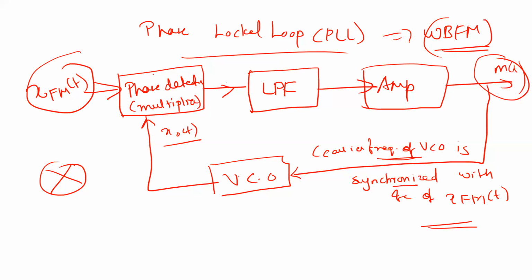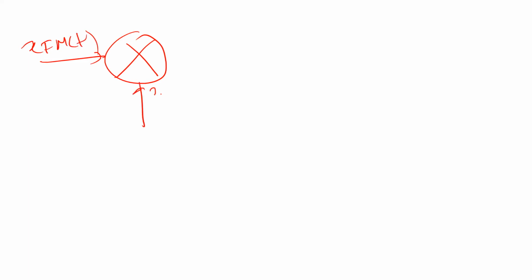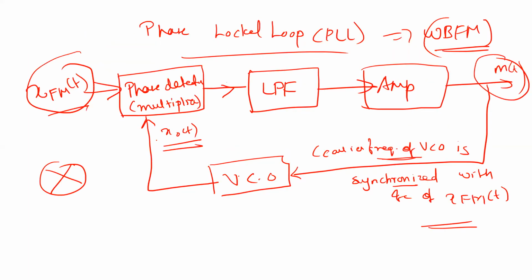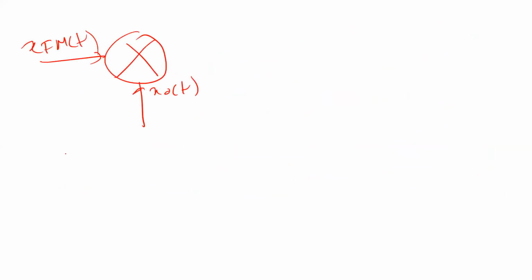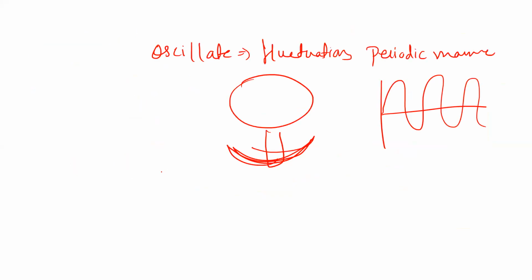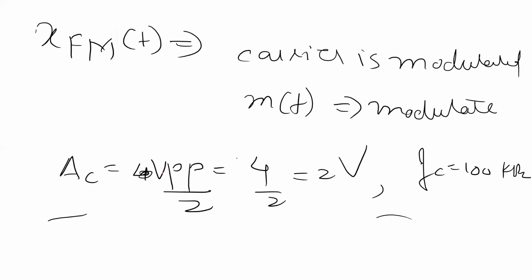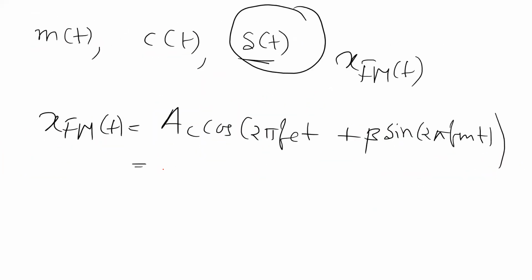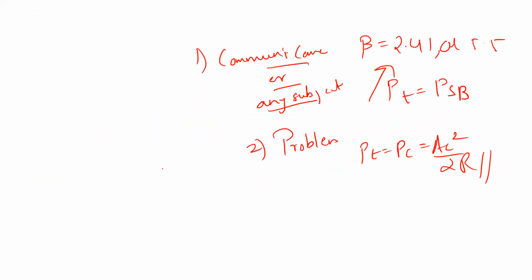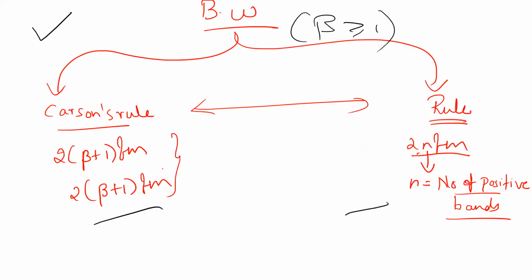You see here, Jerry, we have a multiplier which has your x FM of t and which has your x naught of t, which I showed you as 1 and 2. It's like a multiplier. So my x FM of t, Jerry, if you remember, we learned one equation. I'm sorry, I'm going back again, but I want you to correlate with what we learned earlier.